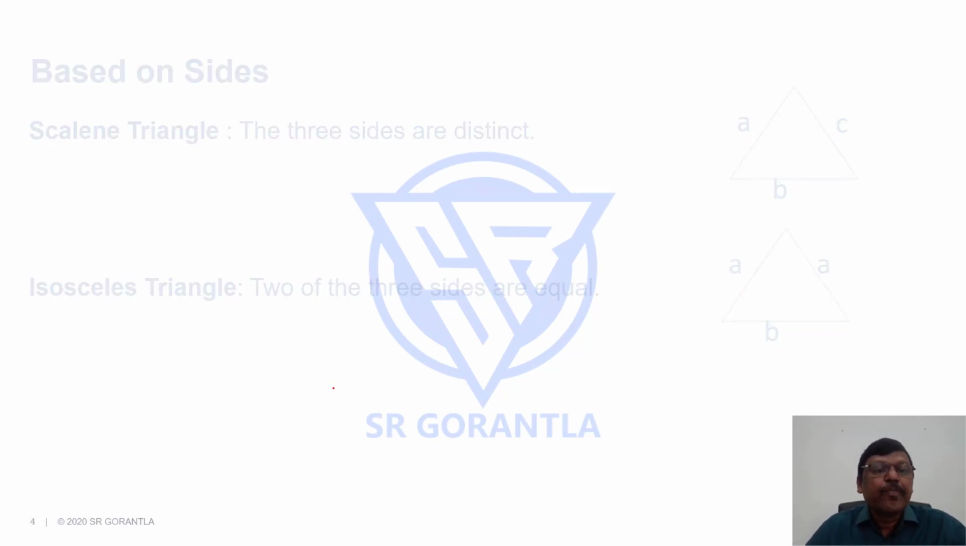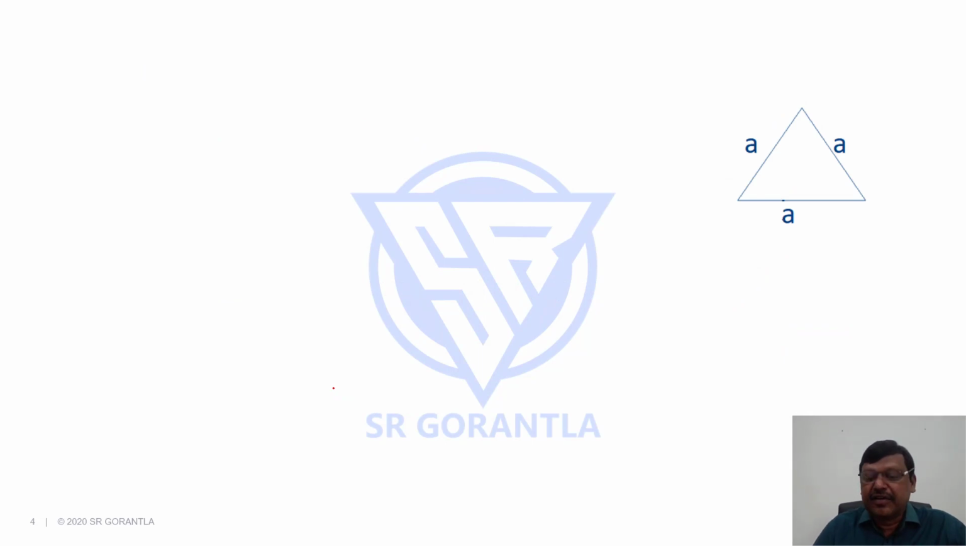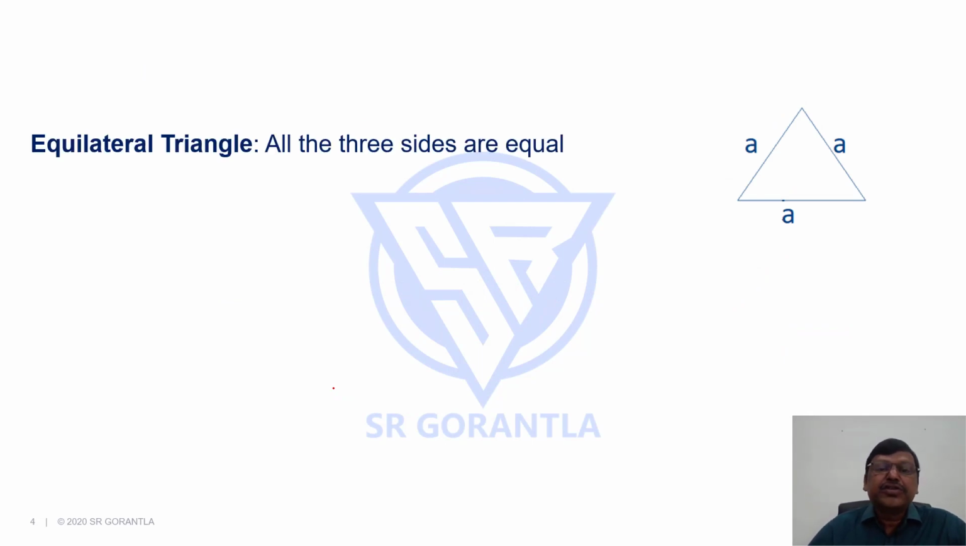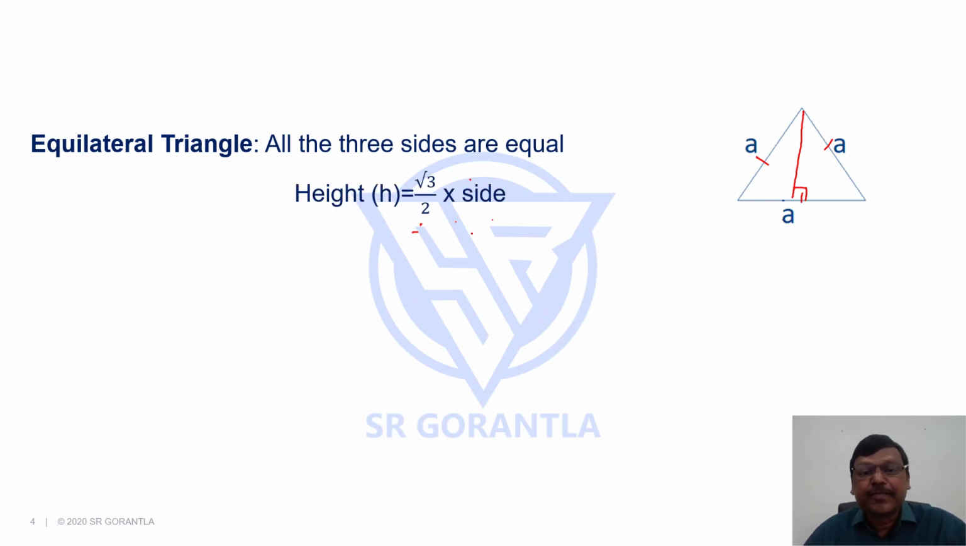And the next one is equilateral triangle. Equilateral triangle means all three sides are equal. And because all three sides are equal, all their heights are also equal, and height of the equilateral triangle is root 3 by 2 into side, right? So this is the classification of triangles based on sides. All three sides distinct, then two sides equal, then all three sides equal.